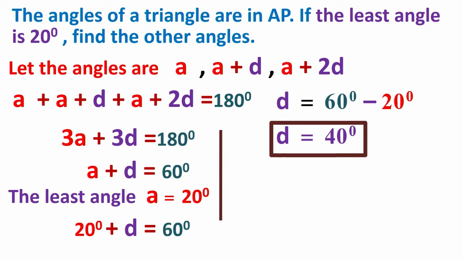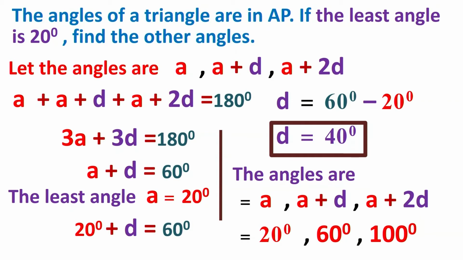So this is the common difference between any 2 consecutive angles. Therefore the 3 angles are 20 degrees, 60 degrees and 100 degrees. You can check for yourself, they are in AP. 60 minus 20 is 40, 100 minus 60 is 40. They are in AP. Therefore, the 3 required angles are 20 degrees, 60 degrees and 100 degrees.